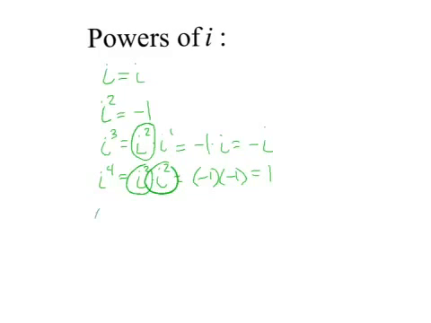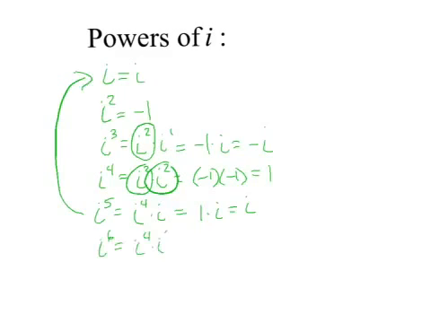So now as I go on to talk about i to the fifth, instead of breaking everything down in i squared, I'm going to break it down in i to the fourth, because i to the fourth is 1. So i to the fifth is i to the fourth times i, and I know i to the fourth is 1, so now I have 1 times i, so i to the fifth is the same thing as i. And if I go i to the sixth, well, that's going to be i to the fourth times i squared. i to the fourth is 1, i squared is negative 1, and 1 times negative 1 is negative 1. So i to the sixth is the same thing as i squared.